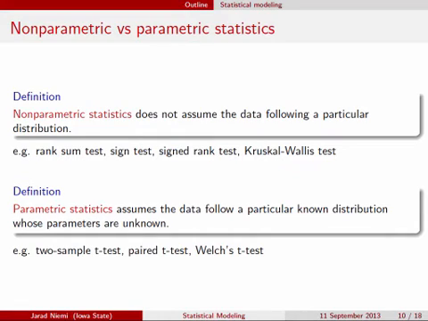Right, so examples of this are the two-sample t-test, the paired t-test, and Welch's t-test. So notice that all the ones that say t-test, all of these are parametric approaches.